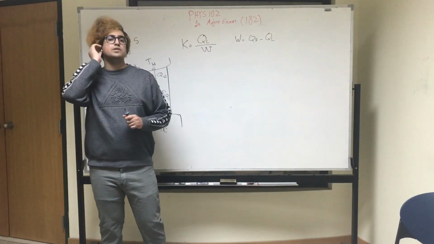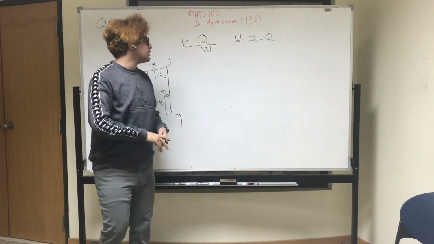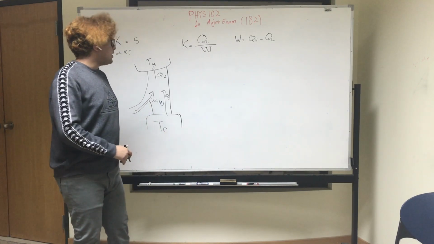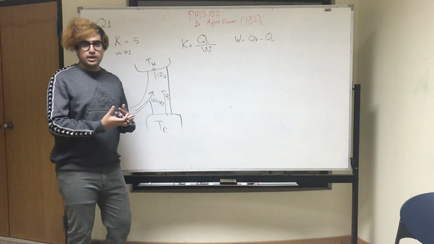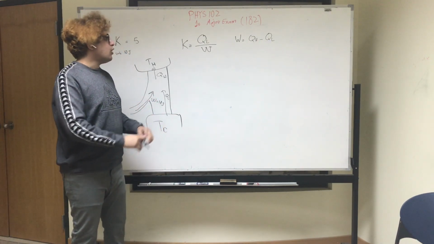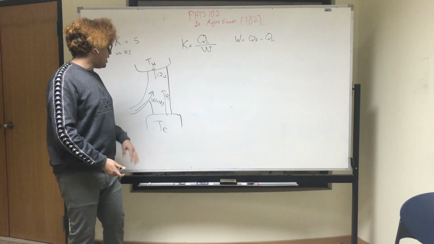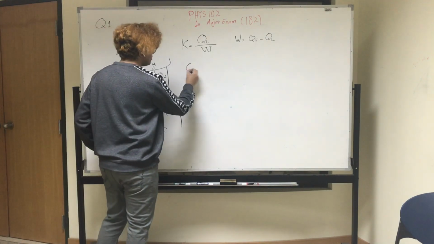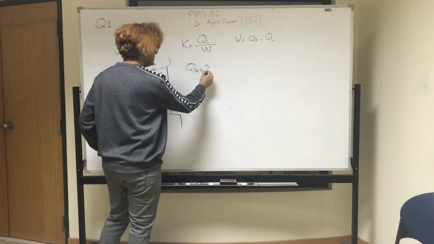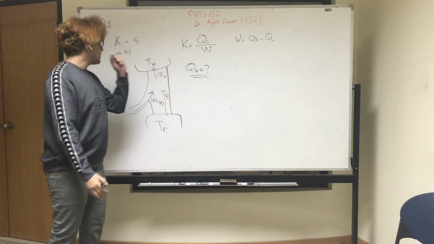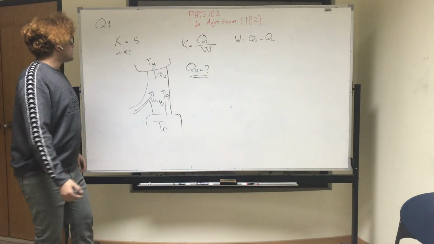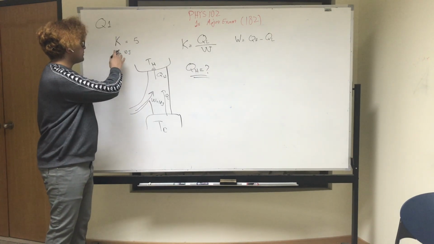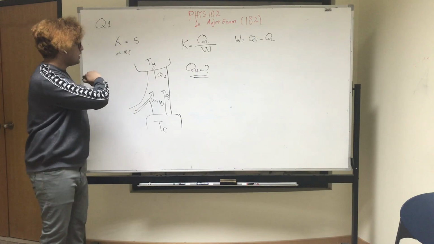Alright guys, so our first question here is a pretty straightforward question, and it's like a 3 minute question. It's very easy. In the question, we need to find the total heat energy, or the total energy per cycle. If you have a refrigerator and you want to figure out the energy per cycle, that is going to be equal to QH. So this is the quantity we're solving for. We're given in the problem that the coefficient of performance of the refrigerator is 5. So K is equal to 5.